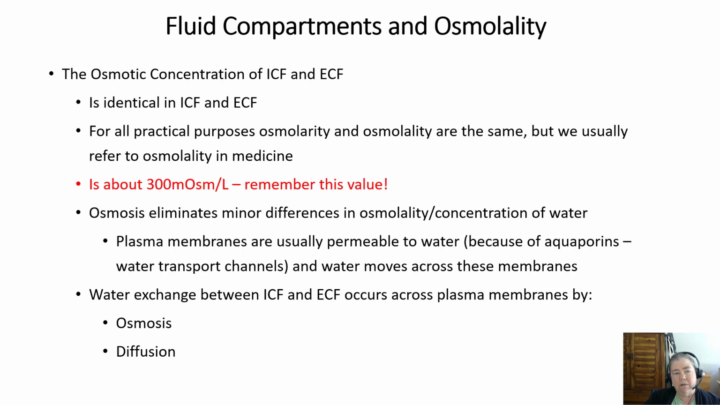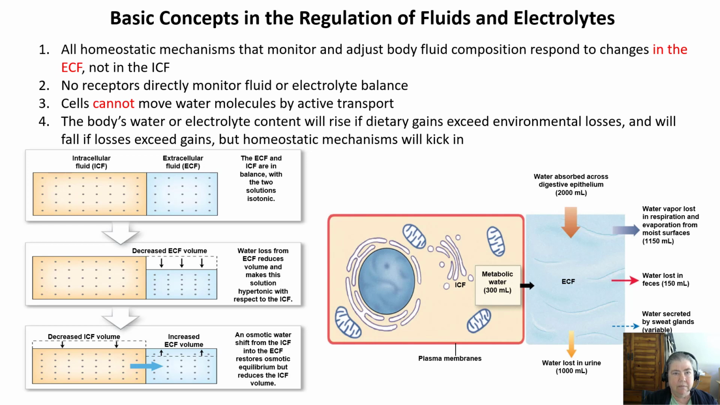But at this cellular level, water is going to be exchanged from areas of high water concentration to lower water concentration across cell membranes by the processes of osmosis and diffusion, often through aquaporins or water transport channels.